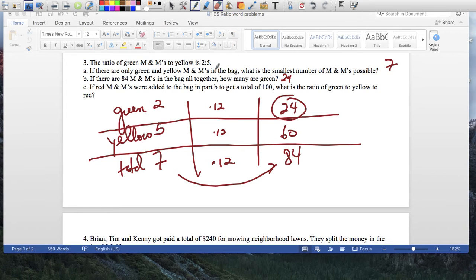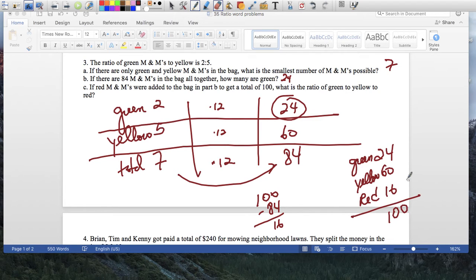And if you were to add some red to the bag to get a total of 100, well, so far, let me write this. You have 24 that are green. You have 60 that are yellow. And you are going to add red. So far you have 84. So 100 minus 84 is 16. So I can add 16 red. Yeah? So this would be 100.